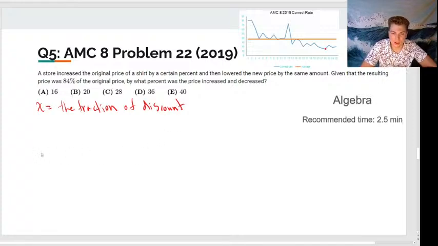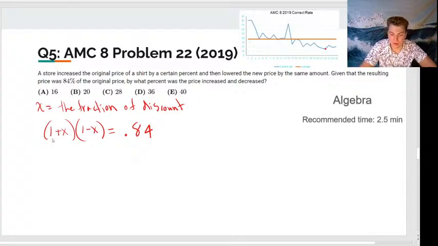Based off this, if we reread the question, that would mean that first we're increasing the price, right? So we would have 1 plus x first, and that would be the new price of the shirt. Then we're lowering that price of the shirt by multiplying it by 1 minus x to give us the final price of the shirt, which would be equal to 84% of that original 1, so 0.84 would be our final price, right?